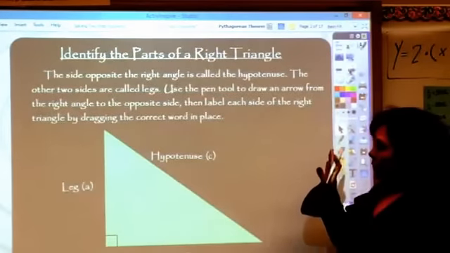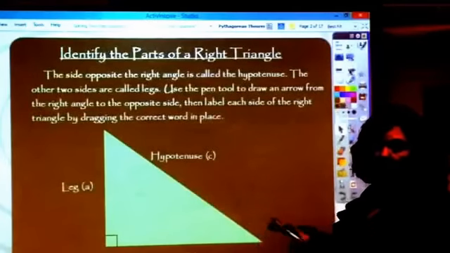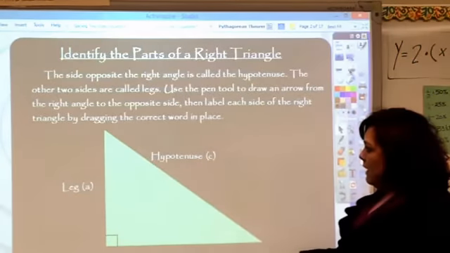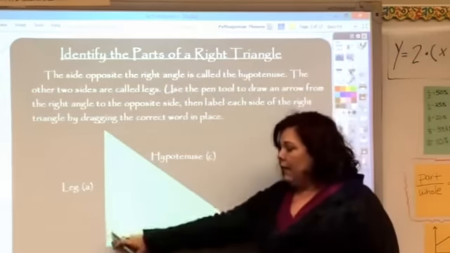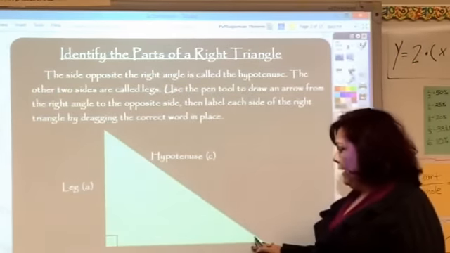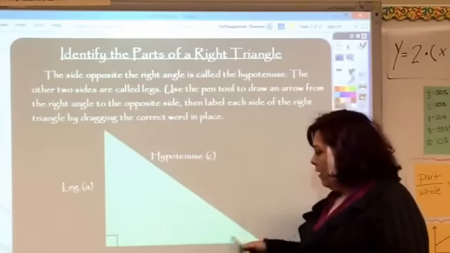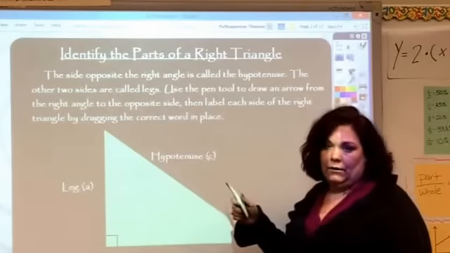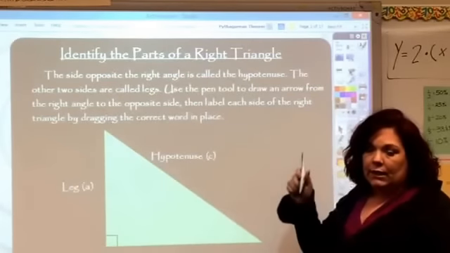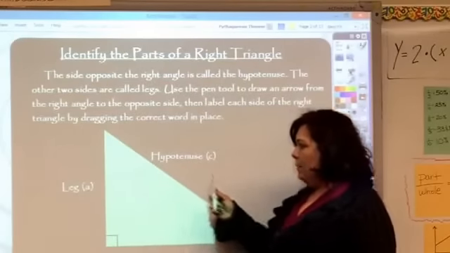So his theorem has to do with a right triangle. It has to be a right triangle. To understand what we're going to be talking about, this is called a leg of a triangle, and this is called a leg of a triangle. The side opposite the right angle is called the hypotenuse. So the relationship is between the two legs and the hypotenuse.